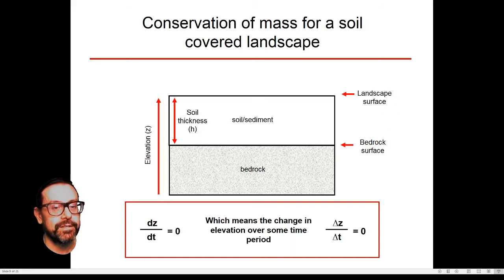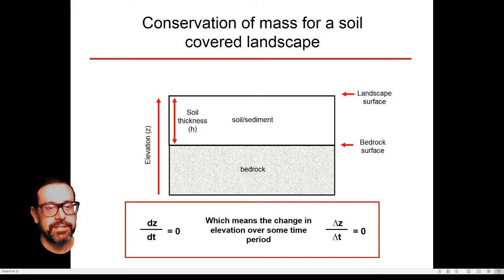landscape. One is, how does the separation, or how does that line between the soil and bedrock, change through time? And then also, how does the landscape elevation change through time, which is what we're ultimately interested in as geomorphologists. So in this diagram I showed you right here, the change in landscape elevation with respect to time is zero.